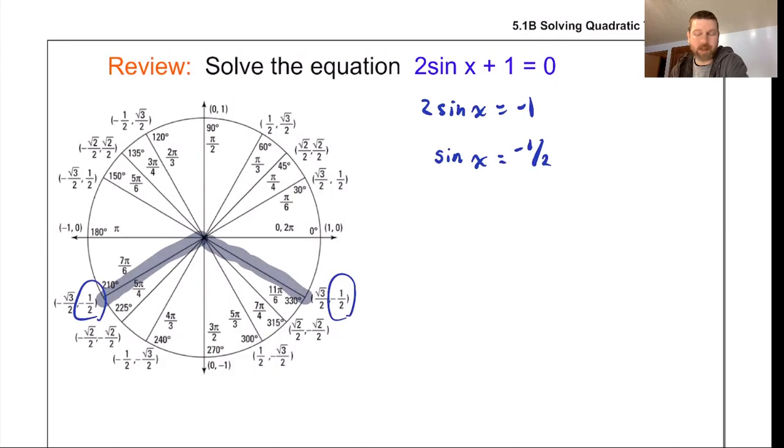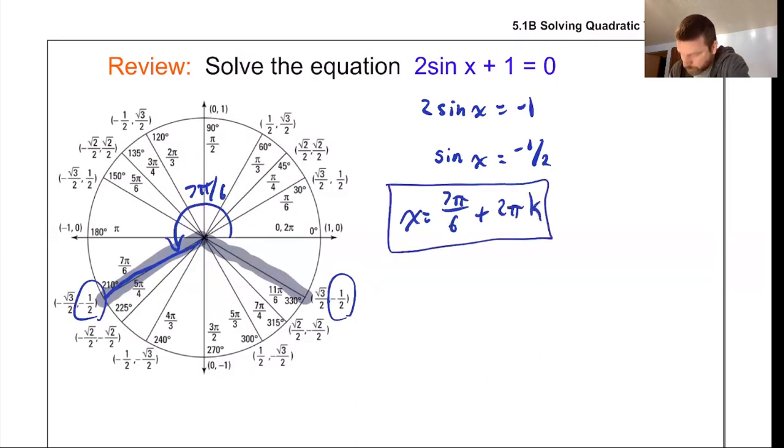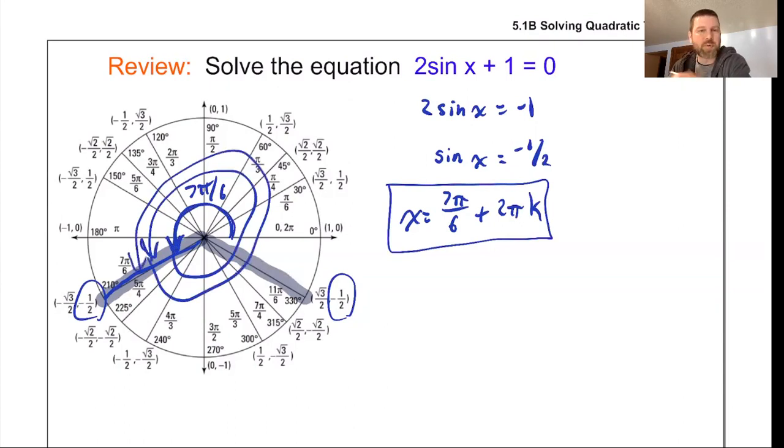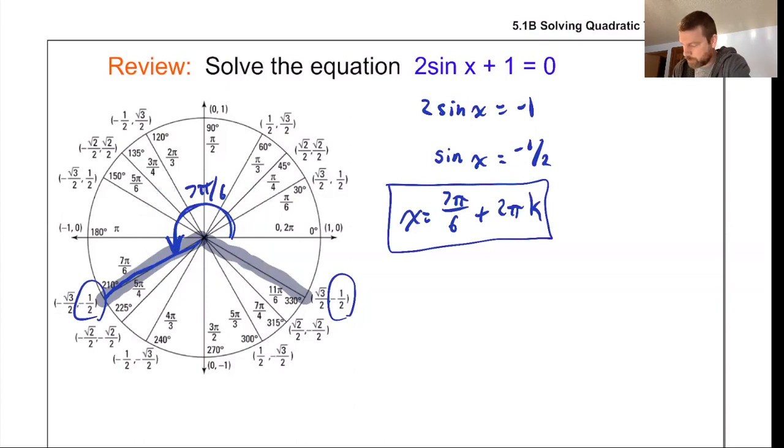Now there's going to be an infinite number of times that I could land at each of these spots. That angle there is an angle of 7 pi over 6. So x could be 7 pi over 6 plus 2 pi k, indicating all the times I could land there, right? I could land there right away, or I could go once around and land there, or twice around and land there. We talked about that in our last video. So all infinite times I could land on that angle would be written with that expression.